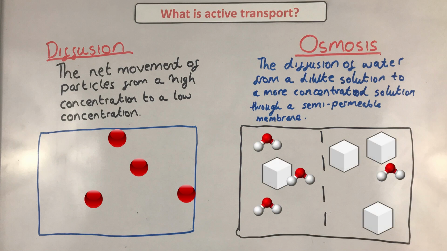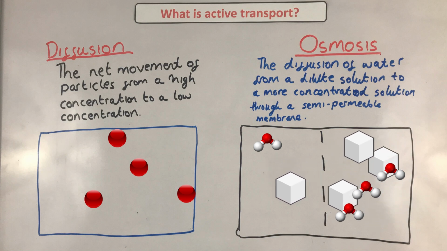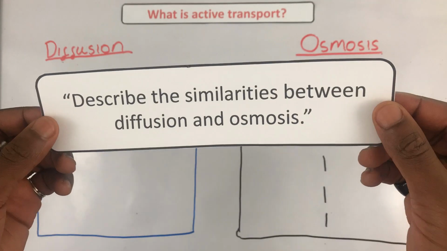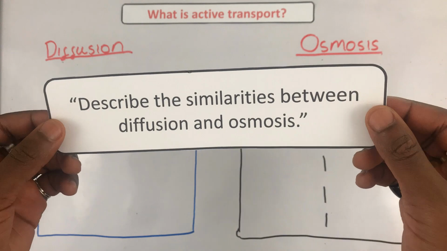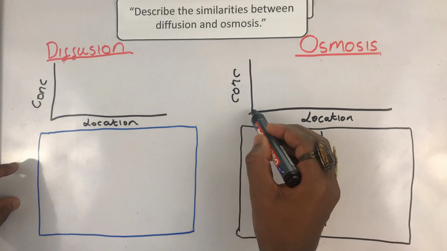Now, remember that osmosis is the diffusion of water, so the water particles are still moving from a high concentration to a low concentration. It's just that the larger solute particles are not free to move around. Here is a question that links these two ideas together. Describe the similarities between diffusion and osmosis. The best way to understand the two marks that you need here is to think of this in terms of a graph showing the concentration gradient.